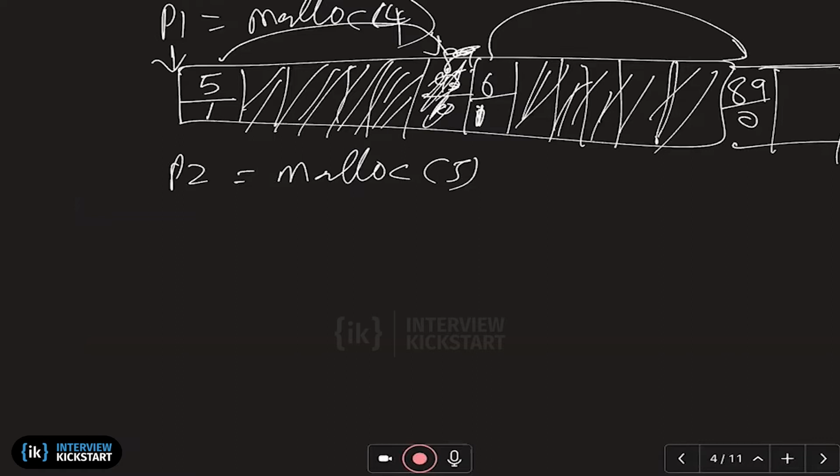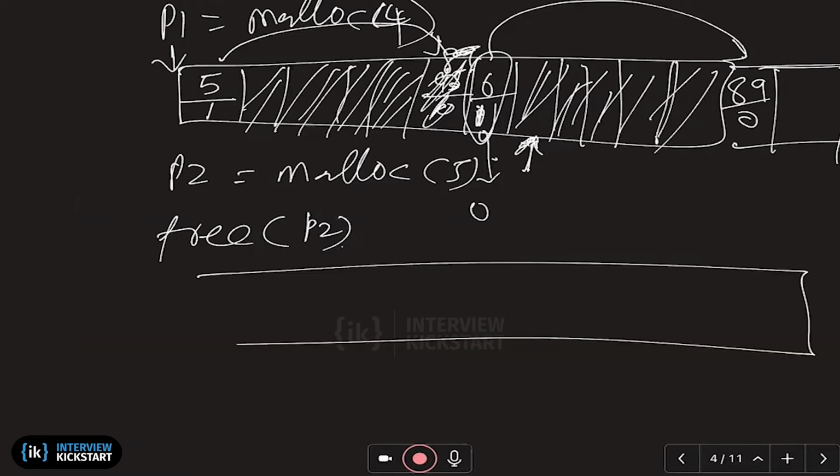Let's say you do a free with P2. What happens? P2 is pointing to the first byte, the first cell that the application uses. So you need to free, which means you need to update this overhead. You have to make this 0, and count the 0, how many free bytes there are. So it will become like this.